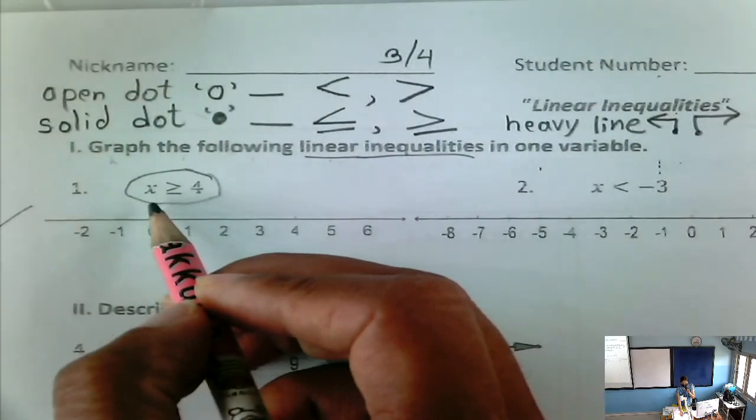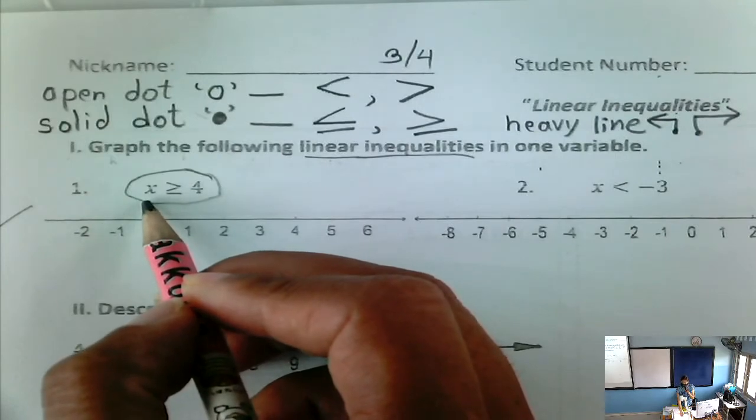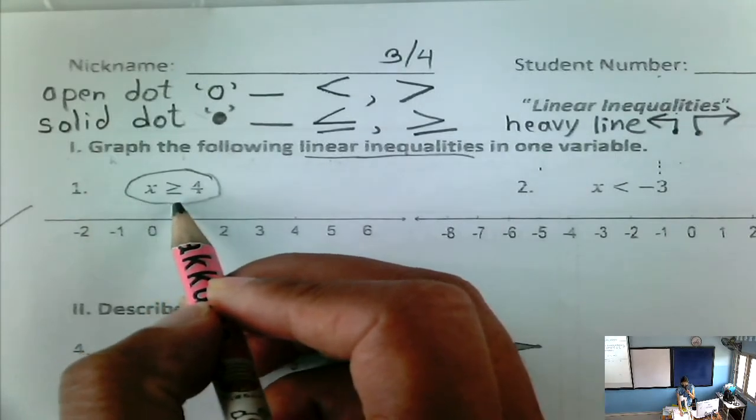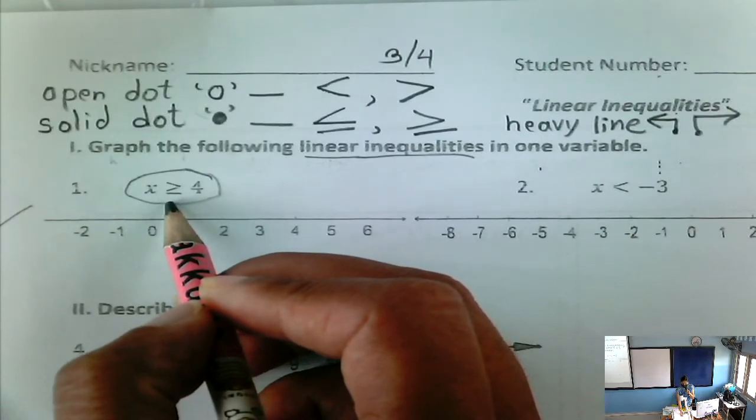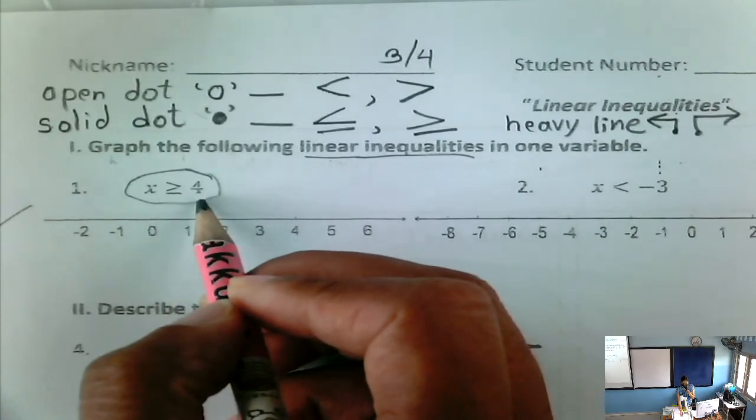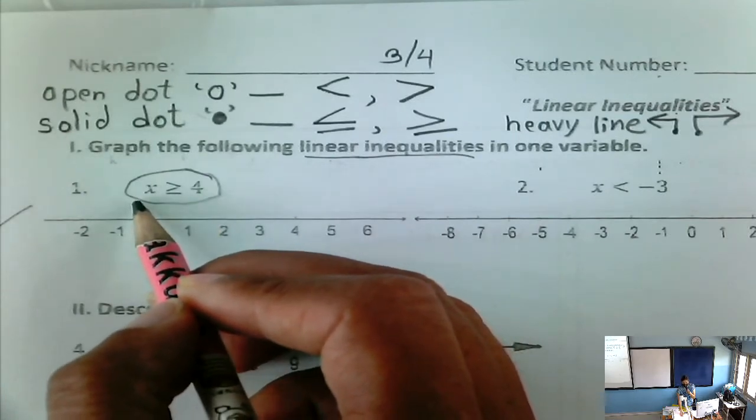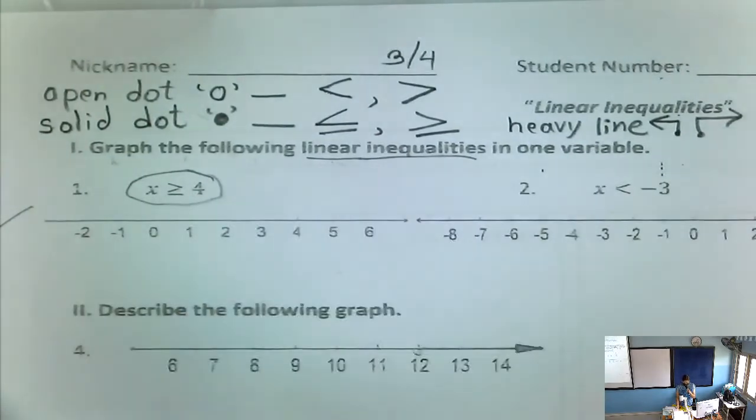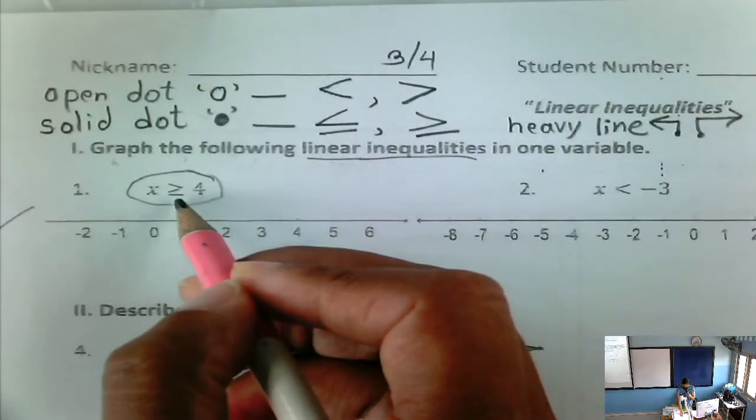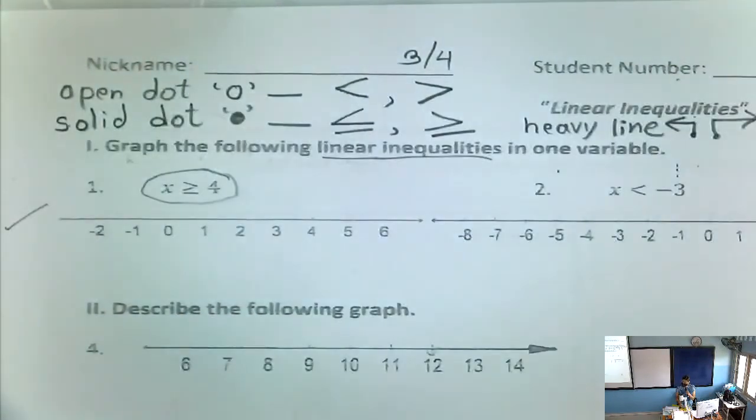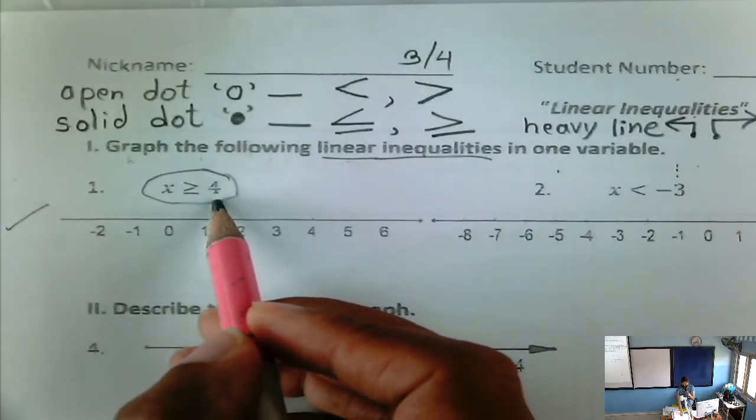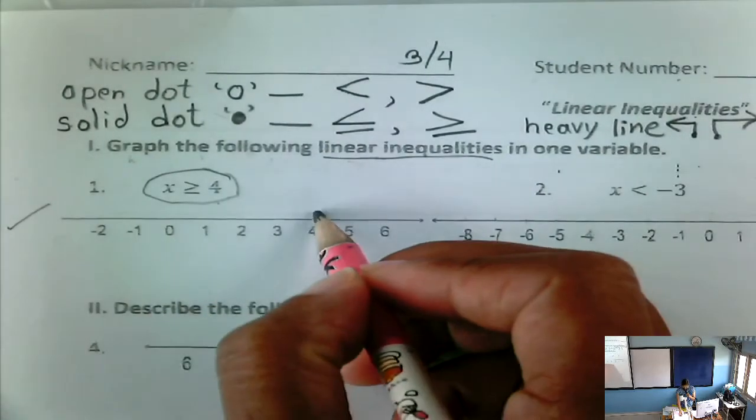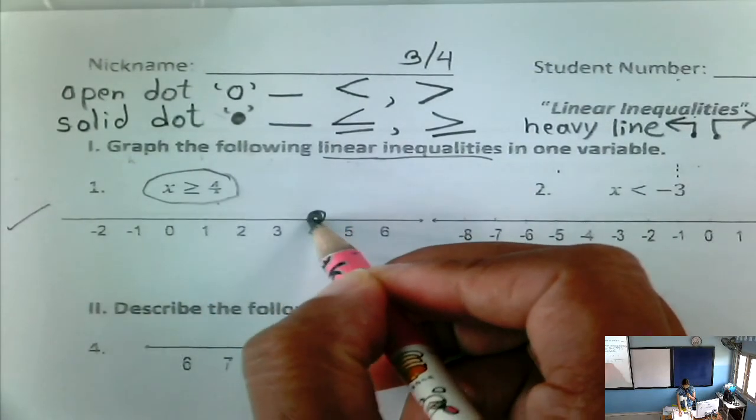Okay, number one. Can you read the inequality? X is more than or equal to 4. How do you read? X is more than or equal to, good. So, if this is more than or equal to, which dot, open dot or solid dot? Solid dot, good. So at what number we put the solid dot? 4, good. So at 4, you have a solid dot.